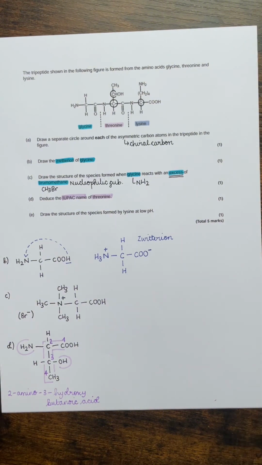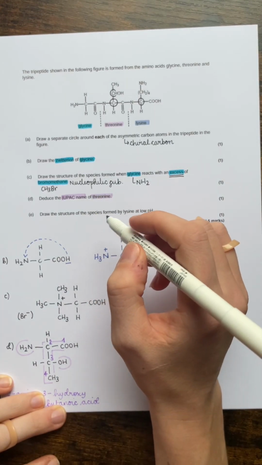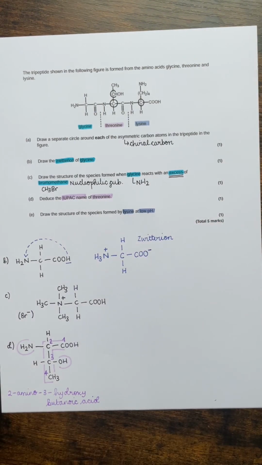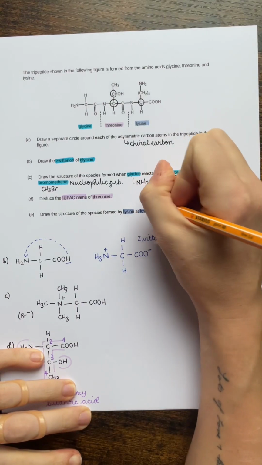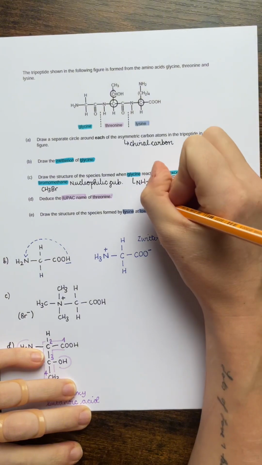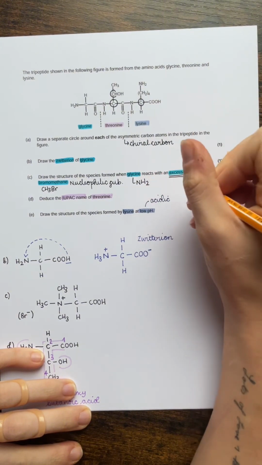Okay, and then finally, this is another really common question. We're drawing the structure of the species formed by lysine at a low pH. The alternative would be to draw something at a high pH. When we're thinking about low or high pH, we're thinking about acidic or alkaline solutions respectively. So low pHs, pHs 0, 1, 2, possibly 3. We're thinking about placing our amino acid into an acidic solution.